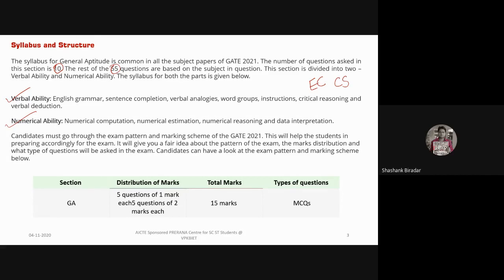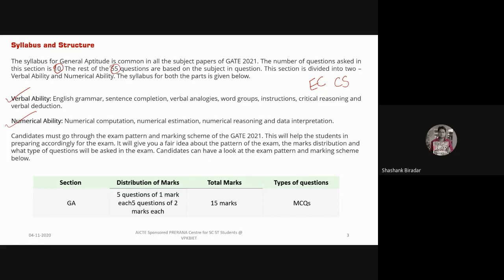In verbal ability, what are the constituents? English grammar, sentence completion, verbal analogies, word groups, instructions, critical reasoning, and verbal deductions. In numerical ability, you have numerical computation, numerical estimation, numerical reasoning, and data interpretation.